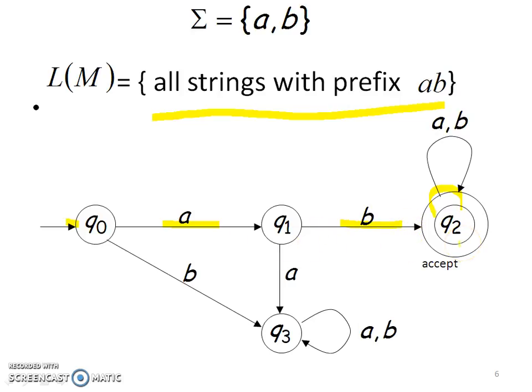As against this, an example of a string that would be rejected by this DFA will be one starting with B and then any number of A's and B's, because if the string starts with B, it certainly does not have the prefix AB, and that takes this DFA to the trap state.